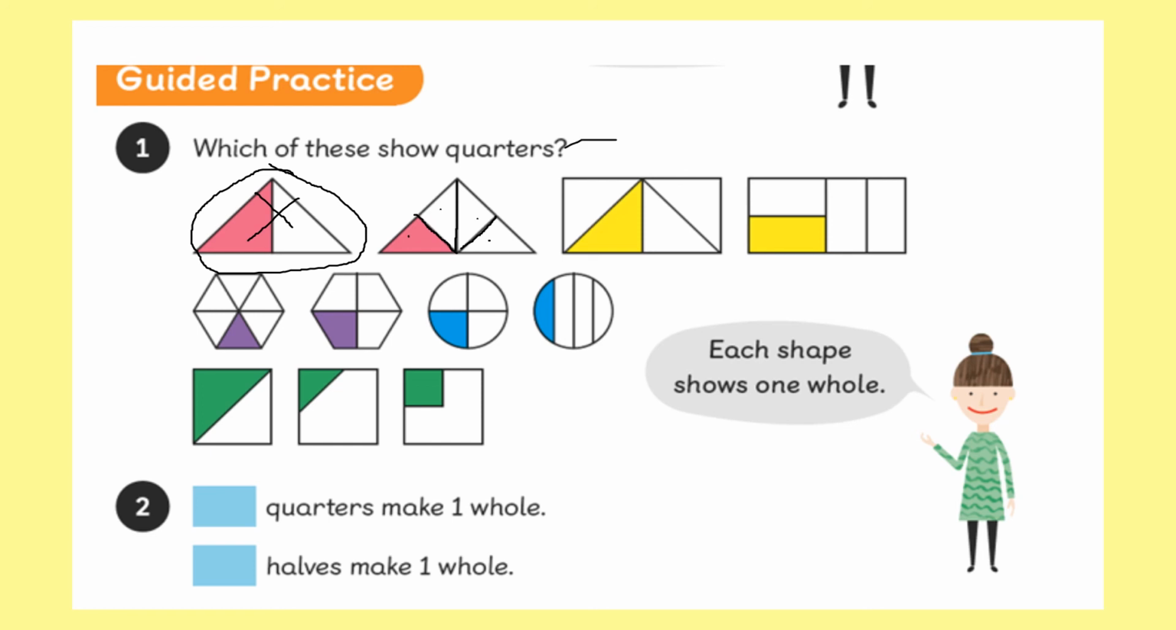Oh, let's have a look at this one. Has this been cut into quarters? Does it show quarters? It does, doesn't it? How do you know it has been cut into quarters? We know it's been cut into quarters because each part, each piece is the same as the other pieces. Okay, so it's 4 equal parts. And if it's got 4 equal pieces, it's been cut into quarters.